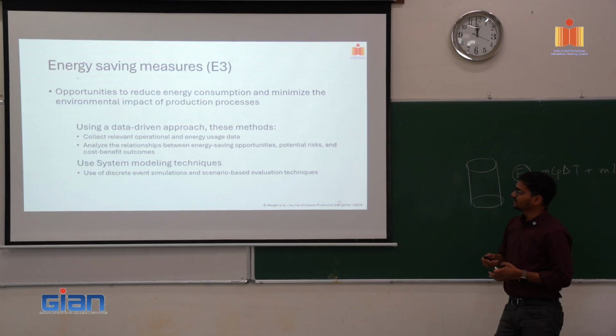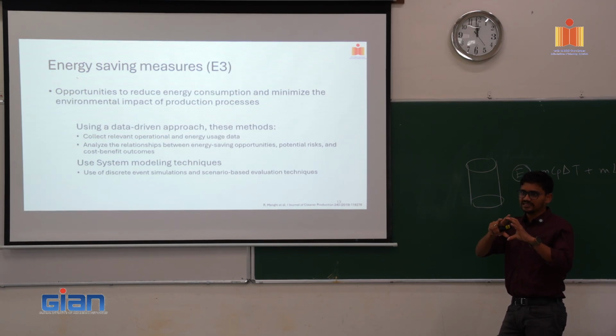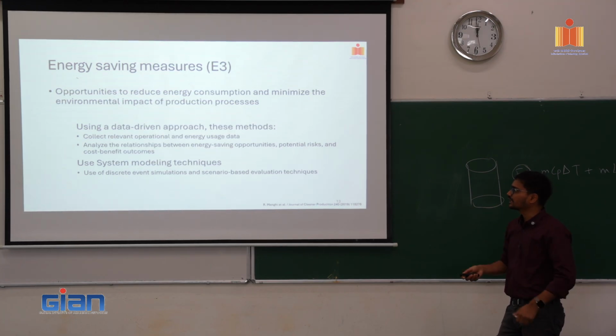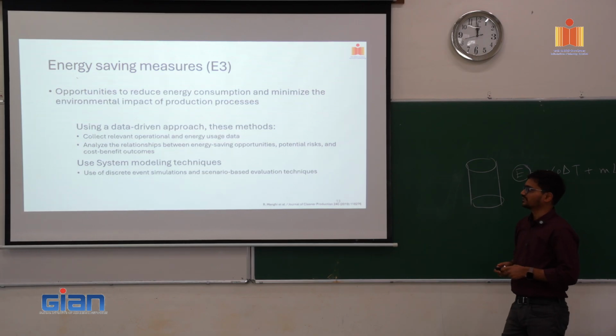And finally, once you know the energy usage for the different parts or different processes of a manufacturing system, you can use some data-driven techniques or system modeling approaches to find in which zone or location most of your energy is being used, and then you can try to optimize that. So here the primary focus is on energy saving measures.